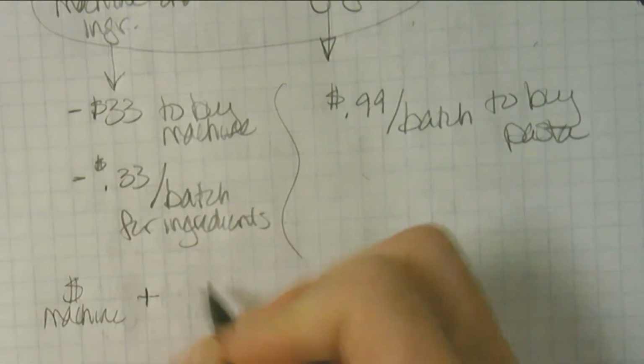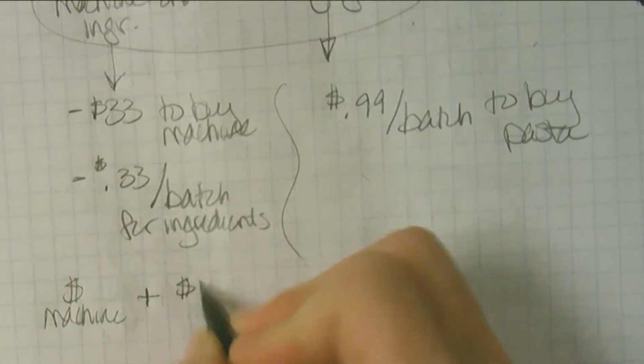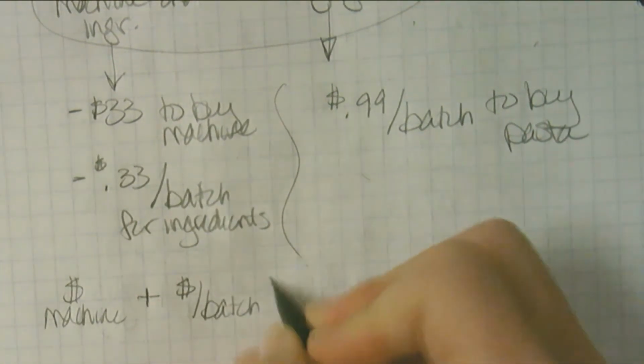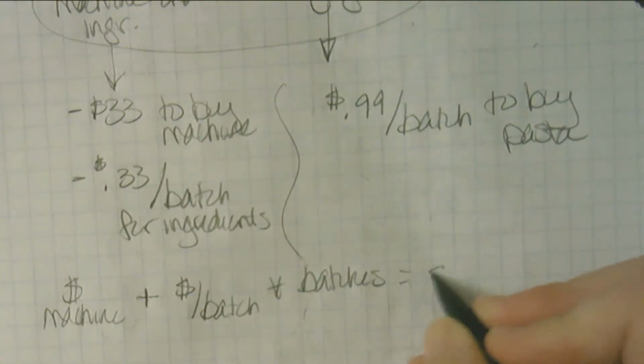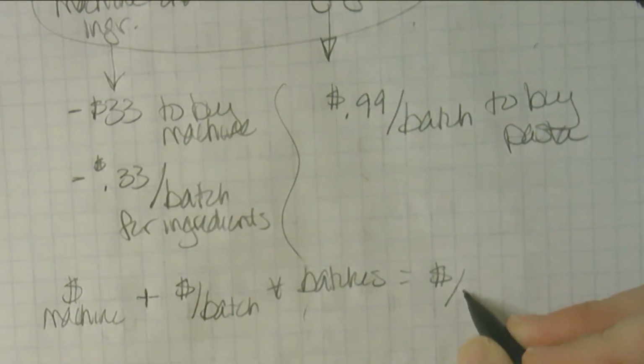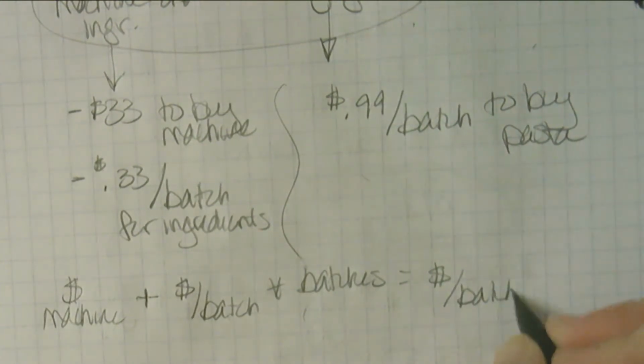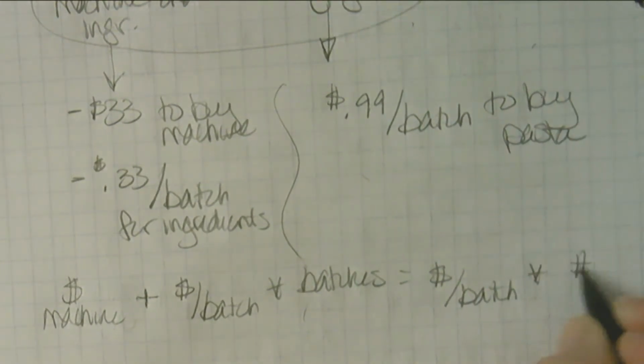No, not times. Excellent. Cost per batch times number of batches. Excellent. Is equal to... Go ahead. Cost of batch, right? Yeah, times number of batches. Excellent.